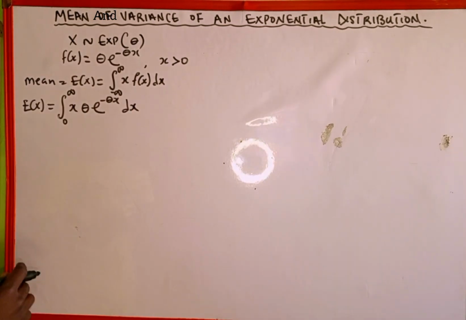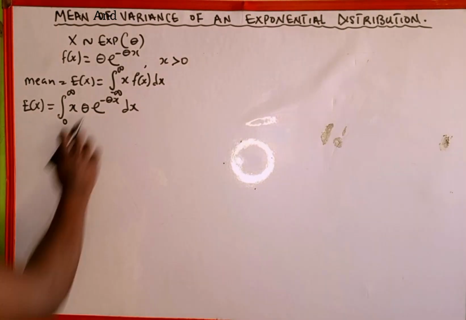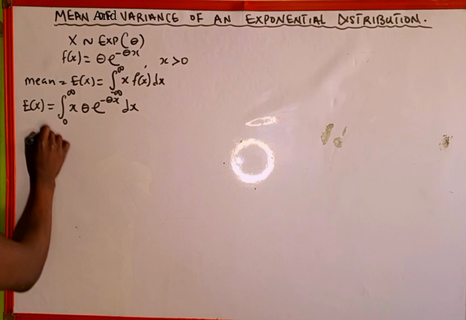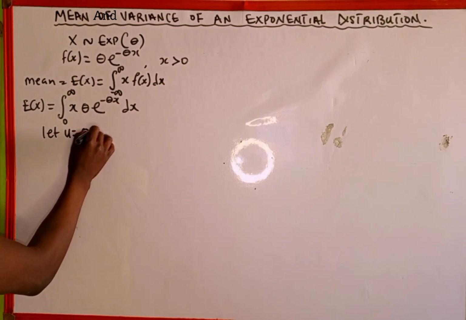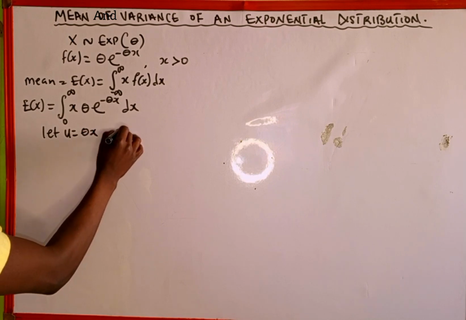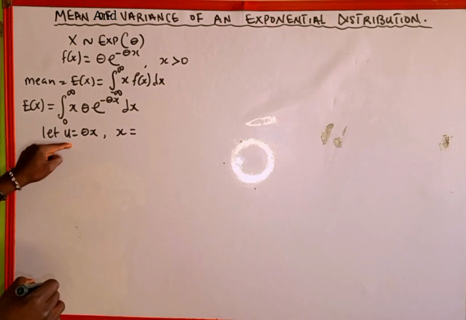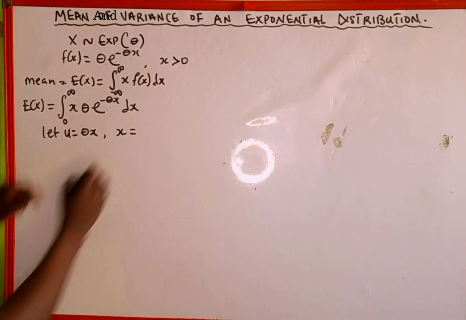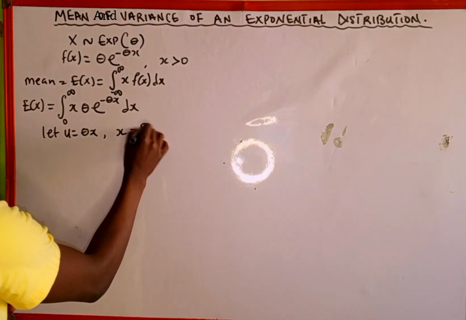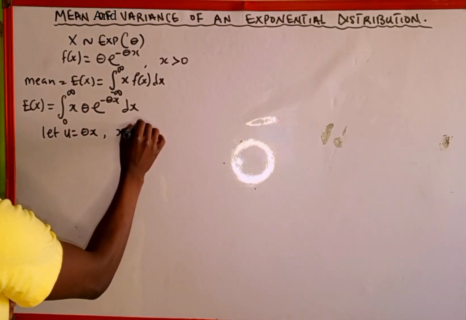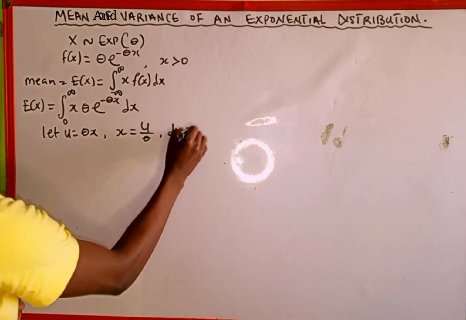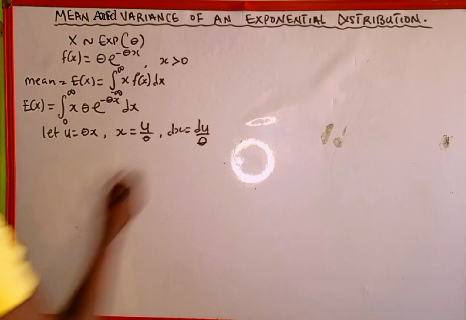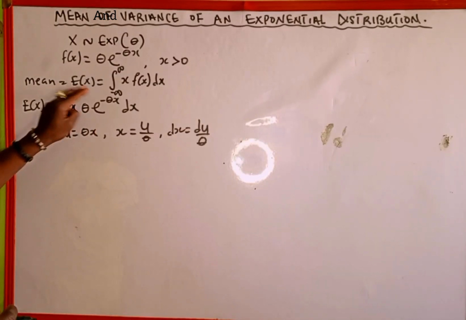So now we are going to integrate this function. The first thing we are going to do is to let u be equal to theta x. Then we make x the subject of the formula by dividing through by theta, so x will be equal to u over theta. Then dx will be equal to du over theta. So we are going to substitute this back into the function.